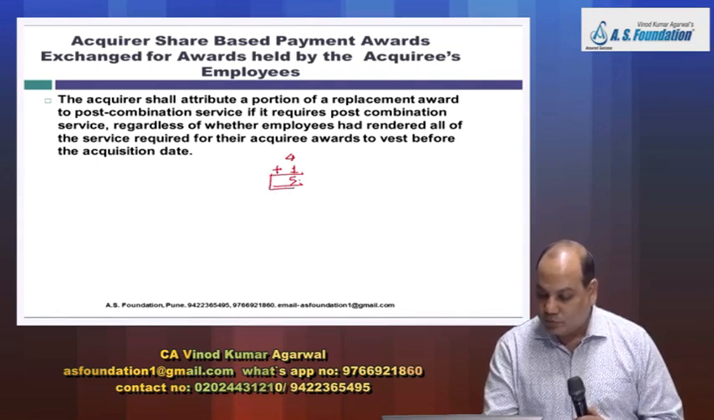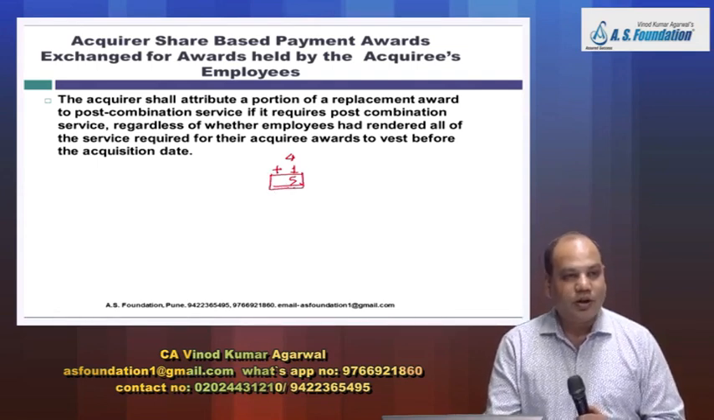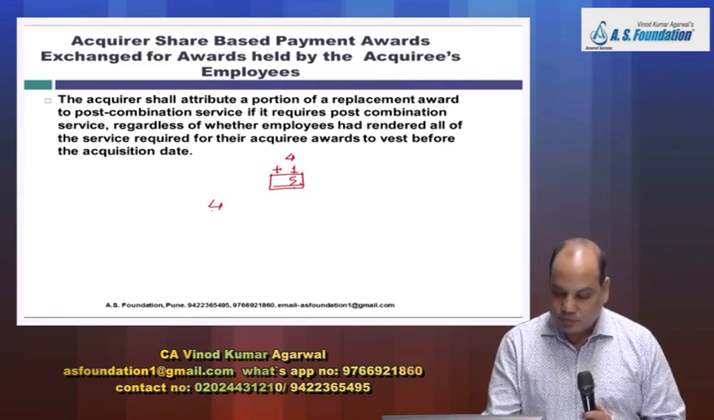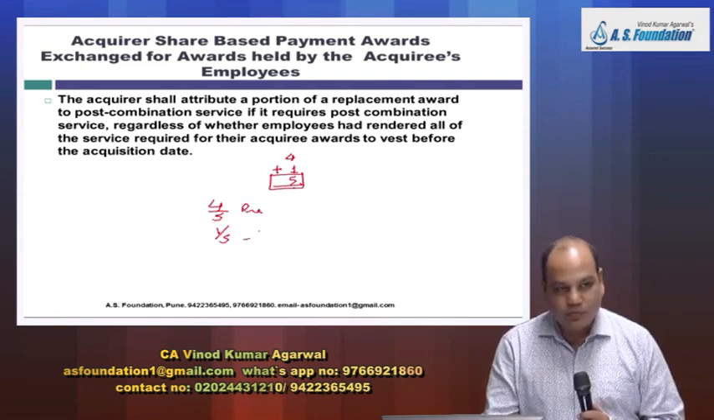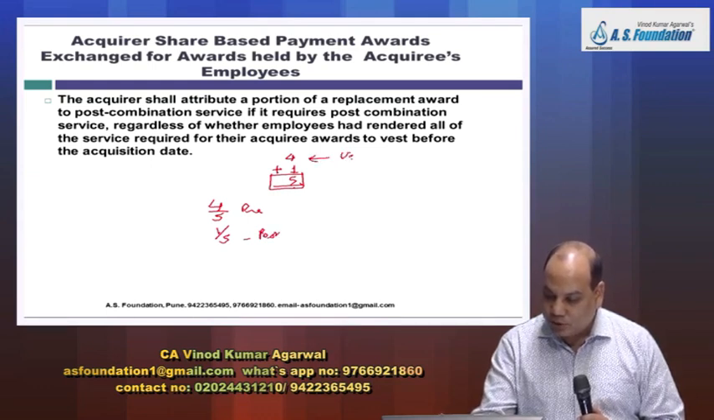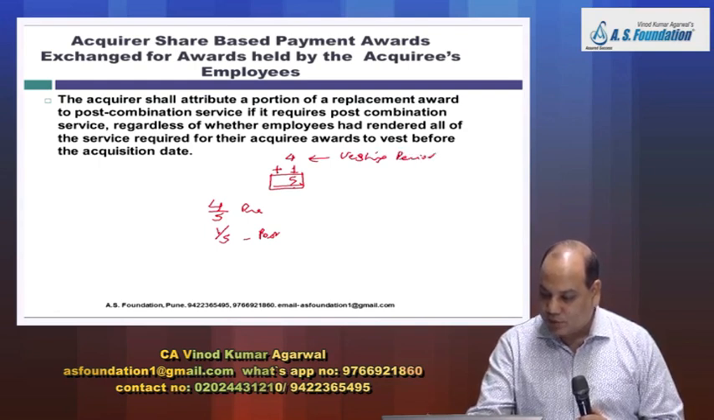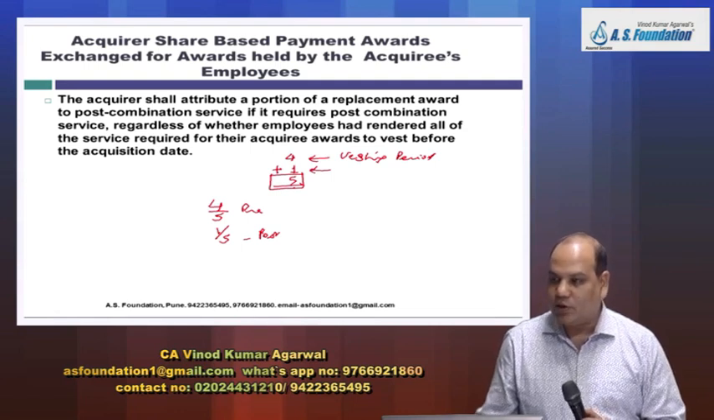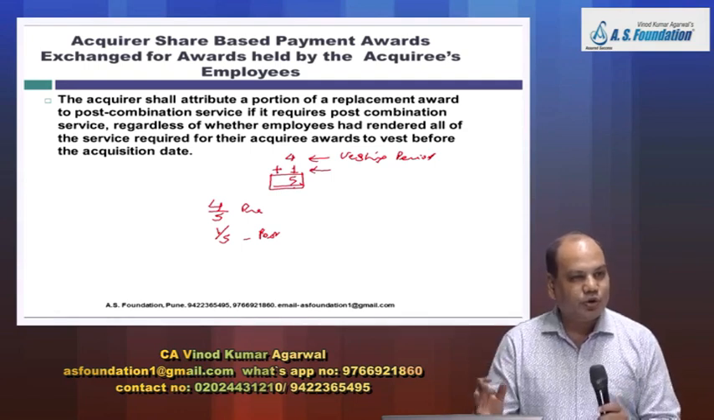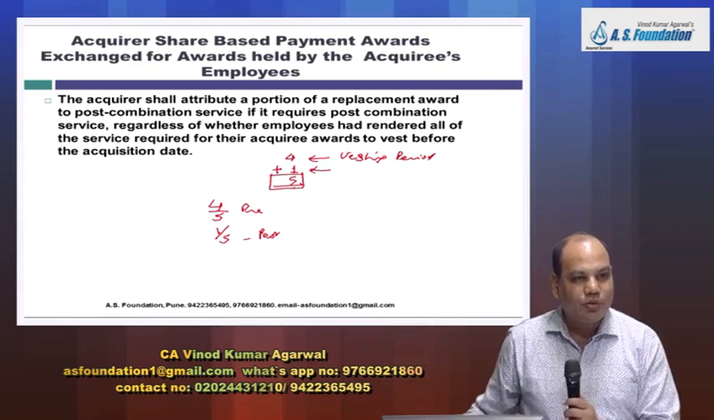So what will I do? I will take the total period as 4/5 for pre and 1/5 for post. Even though the original vesting period has been satisfied, in case you are required to satisfy any additional vesting period, some portion of the expense will be allocated to the post-combination period.